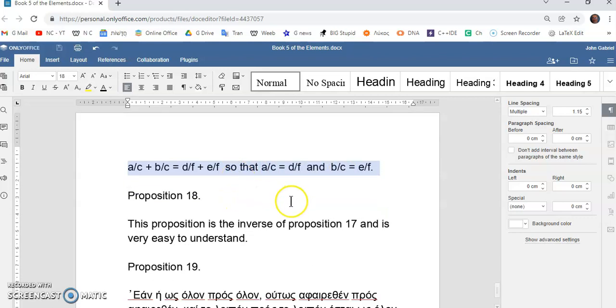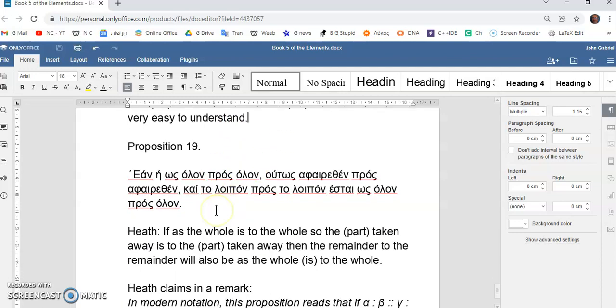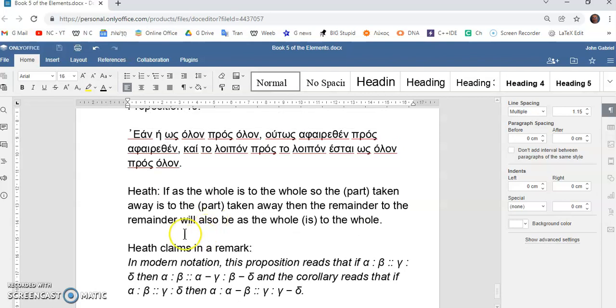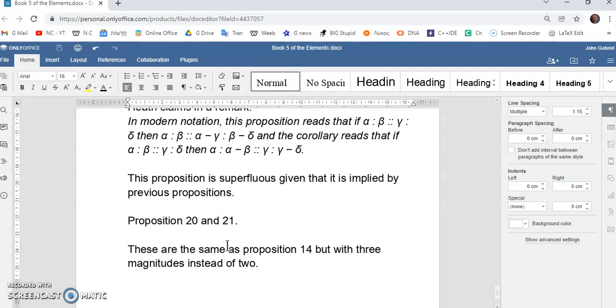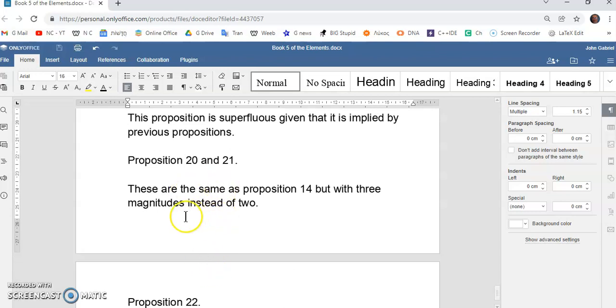Okay, so proposition 18 is very easy because it's the inverse of proposition 17, and so I'm not going to spend any time on that. And proposition 19 says if as the whole is to the whole, so the part is to the part taken away, then the remainder will also be as the whole is to the whole. So this proposition is superfluous, given that it is implied by previous propositions. So it's nothing remarkable. And so the next two propositions are 20 and 21, and these are the same as proposition 14, but with 3 magnitudes instead of 2. So I think I'll stop here, and in the next video I'll complete the last 3 propositions of book 5, the most important book of Euclid's Elements.